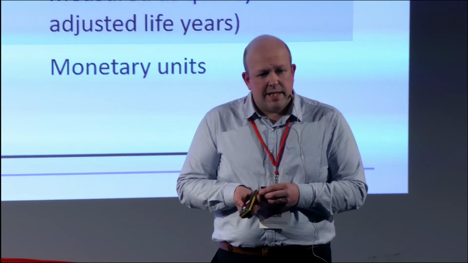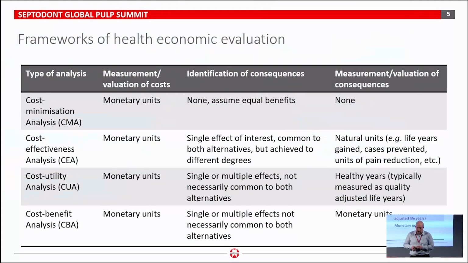I'm not going to go through this slide in much detail. It's a summary of the different types of economic evaluations you can have. Key points here are that, well, obviously we measure costs in terms of monetary values, and there are different ways we can measure outcomes. We could measure them as cases of caries avoided, cases of tooth loss avoided. That would be a cost effectiveness analysis.